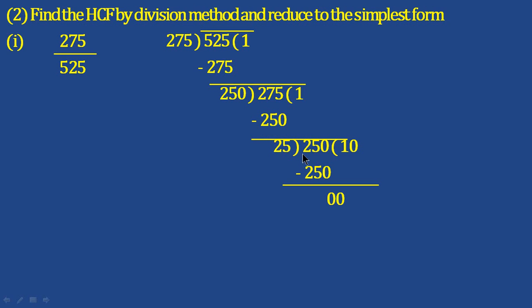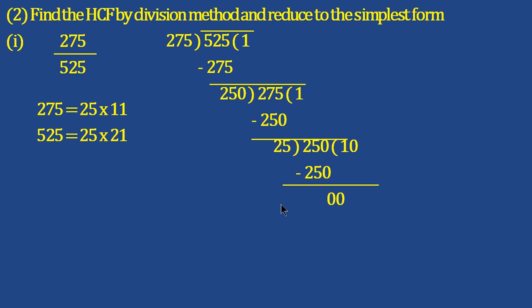Now the remainder is 25. Again we will divide it by the divisor of the previous step. The divisor of the previous step is 250. 25 tens are 250. Remainder is 0. That means HCF is 25. Why have I taken 25 and not 250? Because the remainder is 0. So 25 gives the remainder 0. So 25 is the HCF.